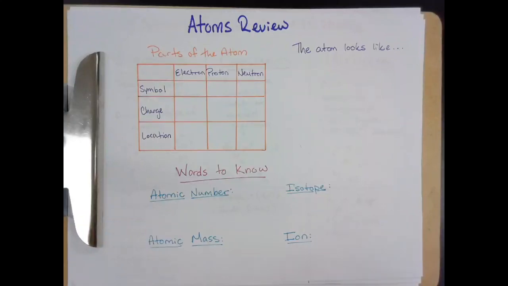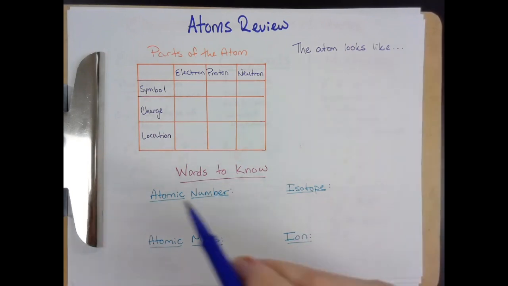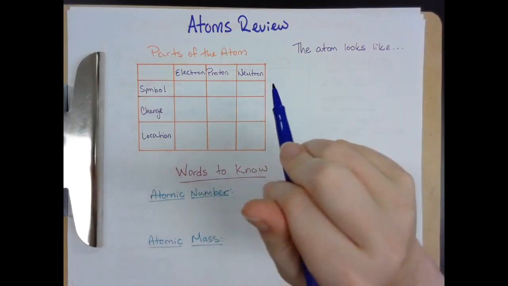Good afternoon, guys. We're going to do a little bit of review today about the atom. So this is all material that was in Unit 2. We're just going to go over it one more time because these are things that a lot of people missed on our last test. So we're going to start over here with this chart that says parts of the atom.